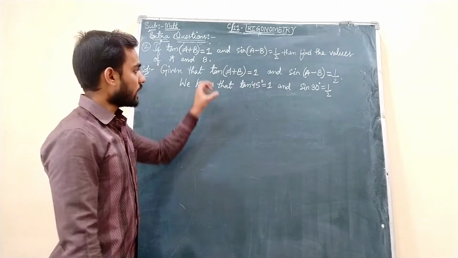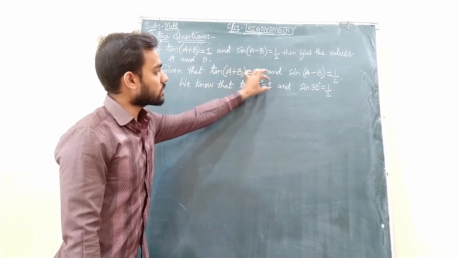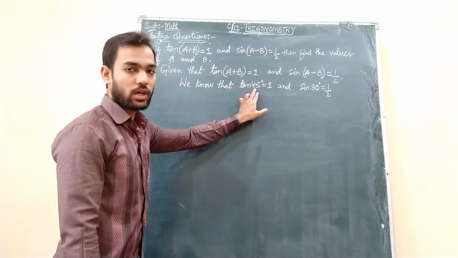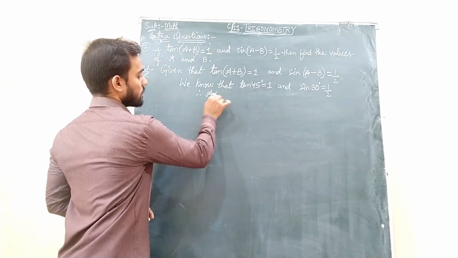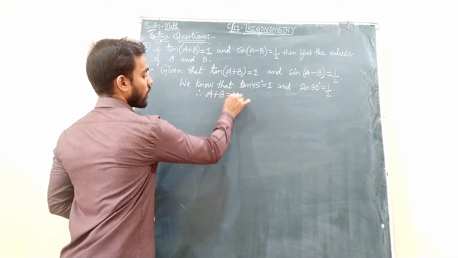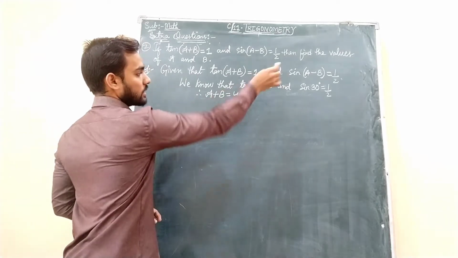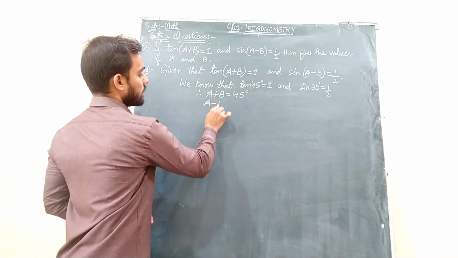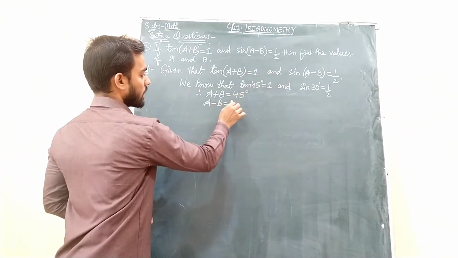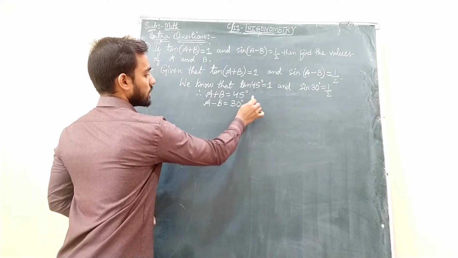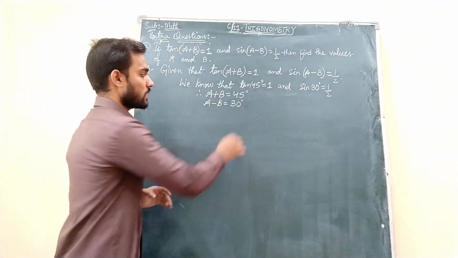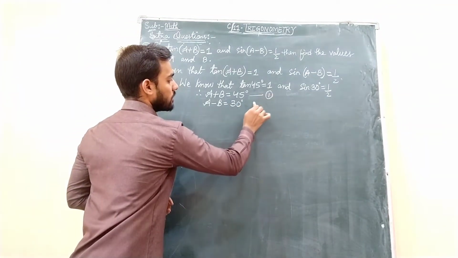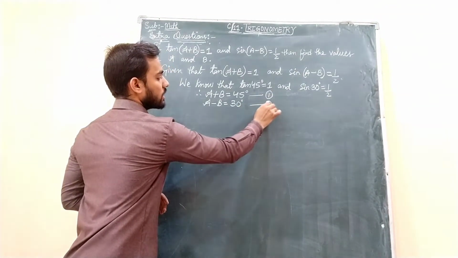So it means that this tan is the same, this one is also the same. In place of a plus b, we got 45 degree, right? Therefore a plus b value is 45 degree, and then a minus b value from the second part is 30 degree. We want the values of a and b, but here we got a plus b, a minus b. So take this as equation number 1 and this as equation number 2.